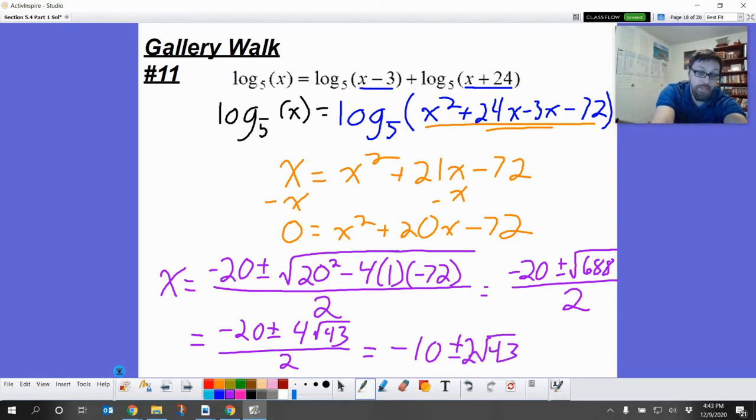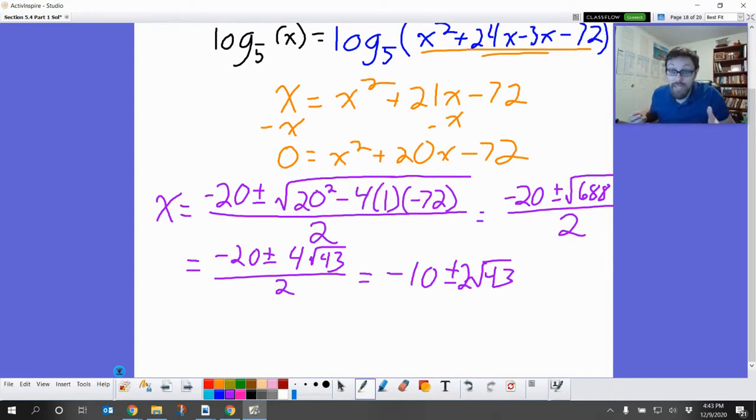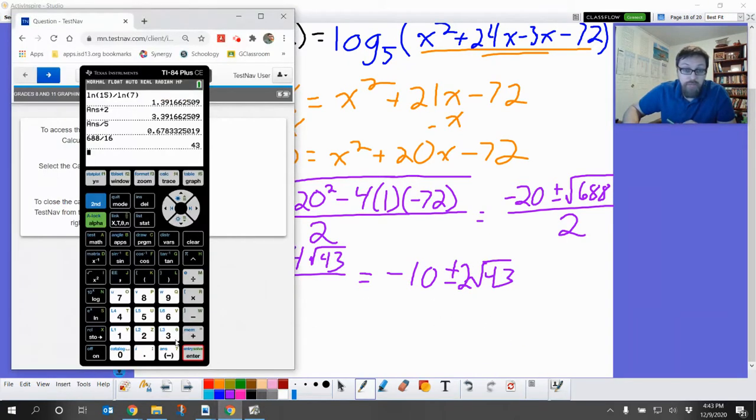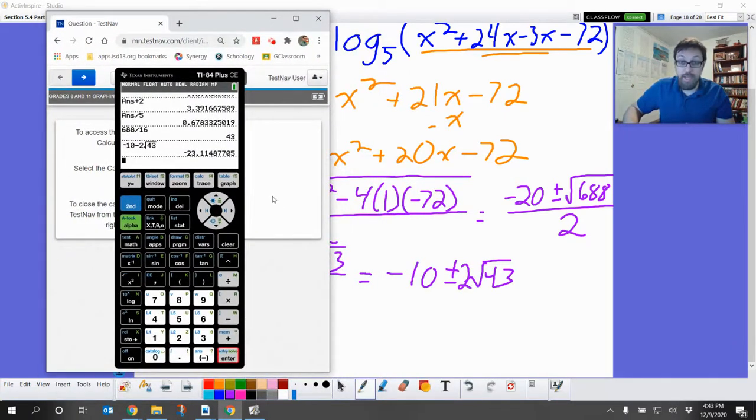Now we need to be careful with this one. Our final thing about this one is that, remember, we can't put negative numbers into a logarithm. So we need to make sure that this thing turns out positive. So if I do negative 10 minus our 2 square roots of 43, we get negative 23. We can't put that into log base 5. Log base 5 of negative 23 doesn't exist. So that's not going to work, Mr. Minus. How about Ms. Plus?